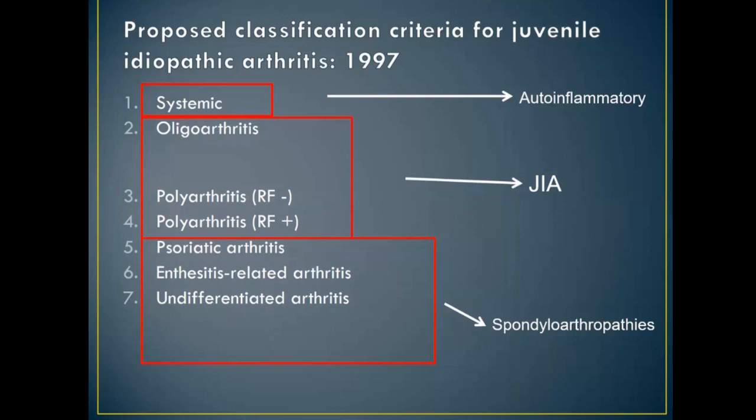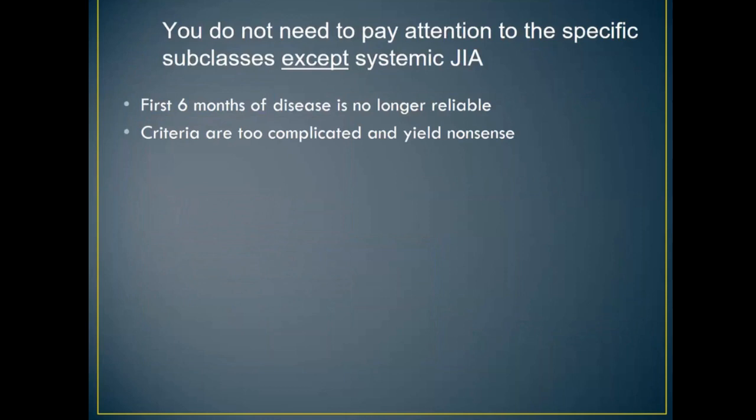Patients who have juvenile psoriatic arthritis or juvenile ankylosing spondylitis, which are spondyloarthropathies, can have inflammation of the SI joints. Some of those patients, of course, do have inflammatory bowel disease. We don't really need to pay attention to all of these subclasses, though. The most important thing to pay attention to is systemic JIA. So the first 6 months of disease, how many joints they had affected, is really not that important because we're treating aggressively. So we're hoping at 6 months, these patients are in remission.